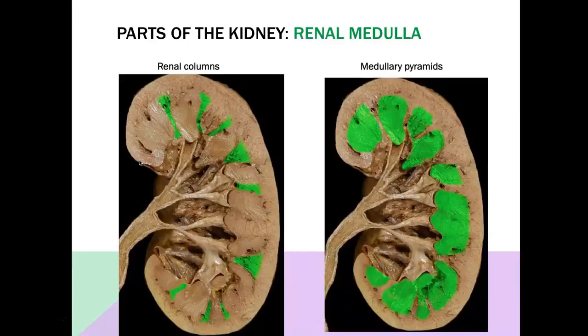If we look internal to that cortex, we would have your renal medulla. So that is both the renal columns that you saw highlighted in the previous slide that is made up of cortical tissue, and it includes what is new to us, these medullary pyramids. And so the tissue, the renal columns, would be the cortical tissue that sits between these medullary pyramids right in here. So all of this would be your medulla in this region.